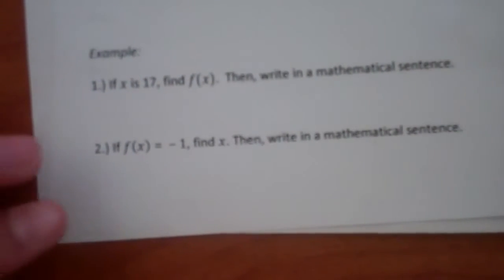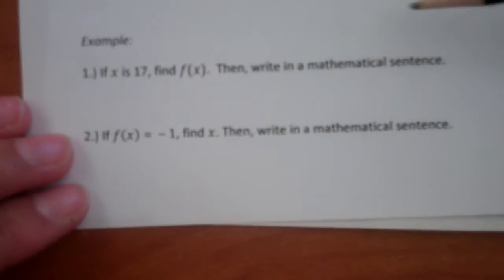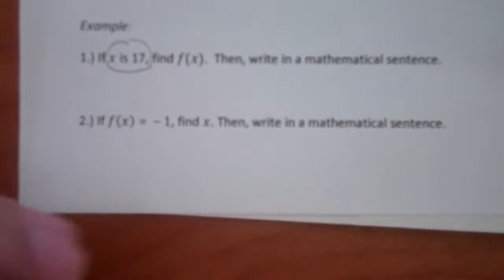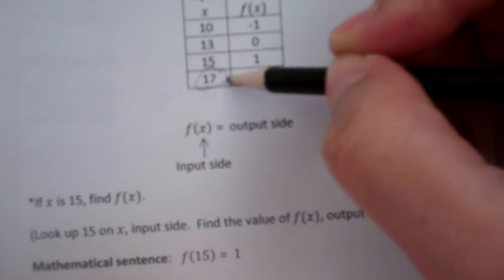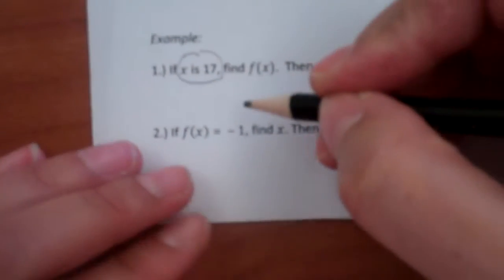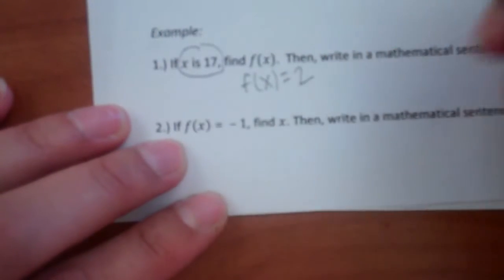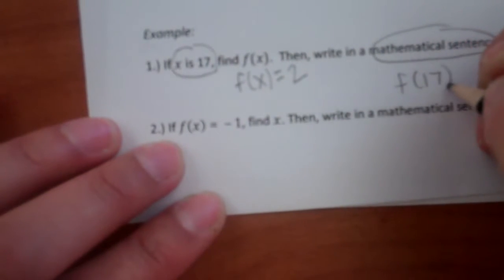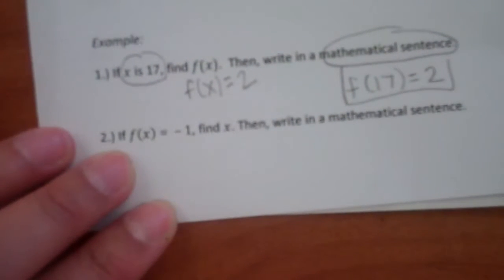Let's do some examples. The first example, if x is 17, find f of x, then write a mathematical sentence. So we need to find f of x, so x is 17, so we have to go to the table and look to see where 17 is. Here's 17, and the corresponding output is 2. So in my answer down here, I would write f of x equals 2, but we want a mathematical sentence, so how we'd write that is f of 17 equals 2. And this is the mathematical sentence that I am going to want.